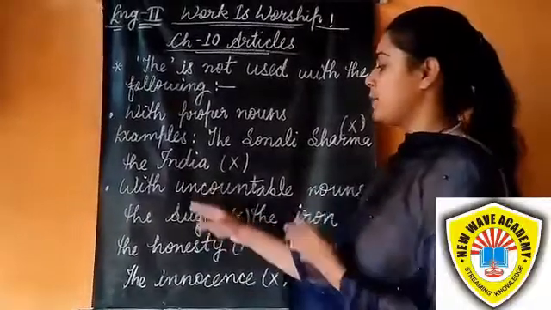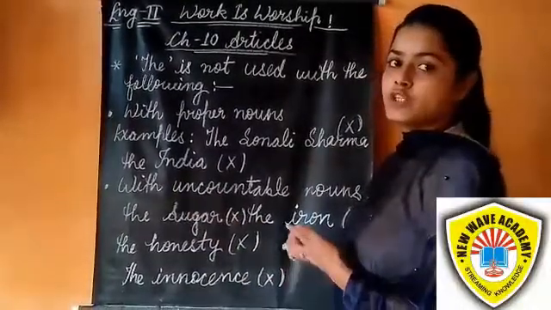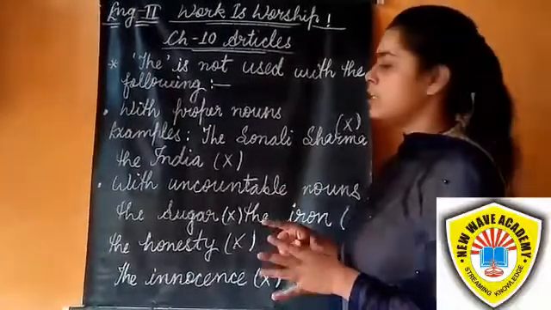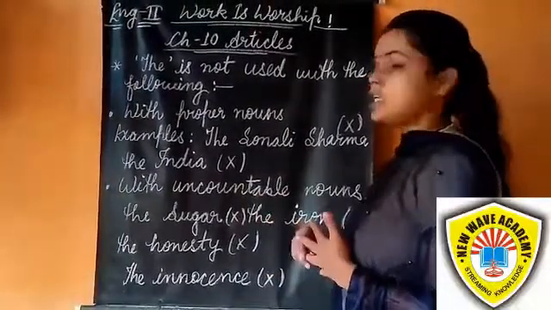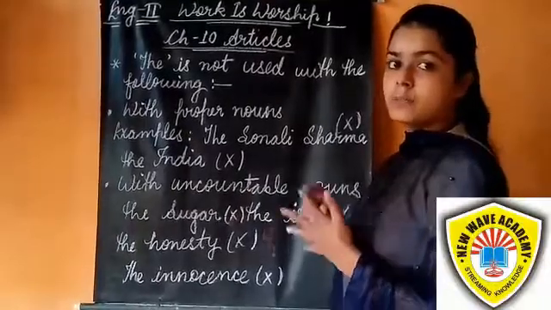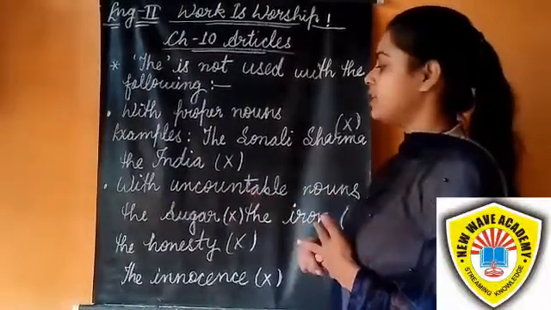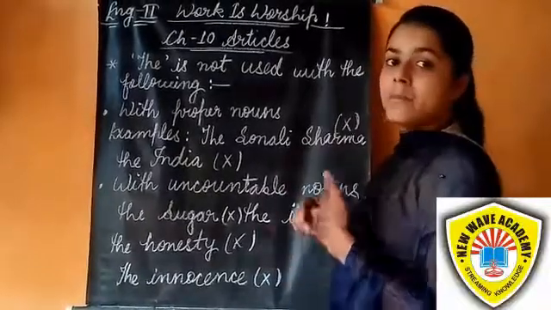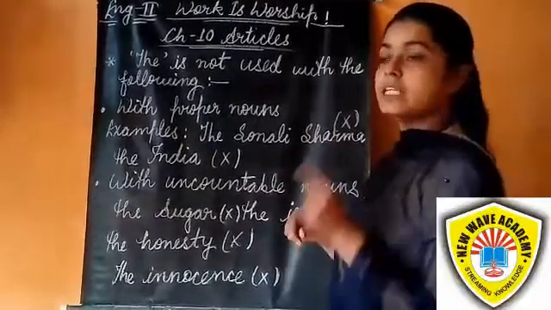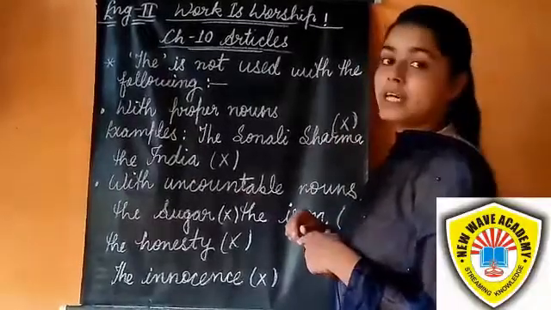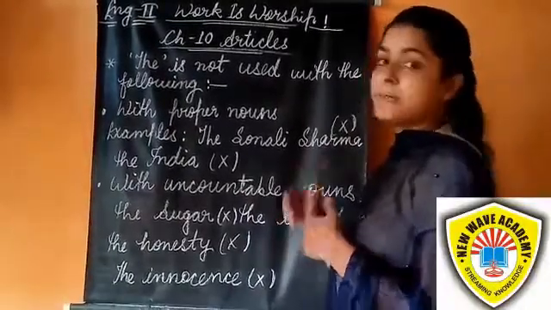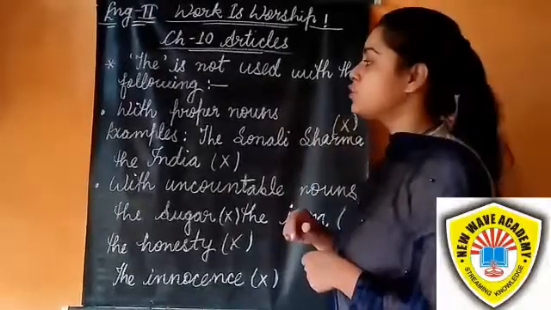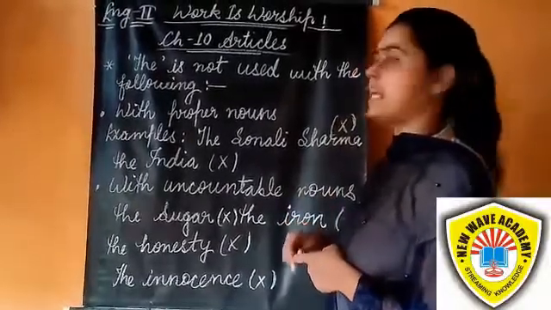For example, please give me sugar. Here we will not use any article because the sugar is not particular. But in this example, please pass me the sugar in the jar, we are talking about particular sugar which is kept in the jar. So we will use the in this case.